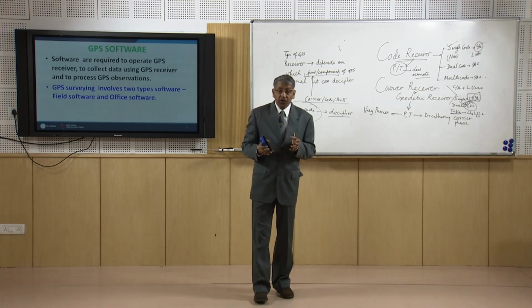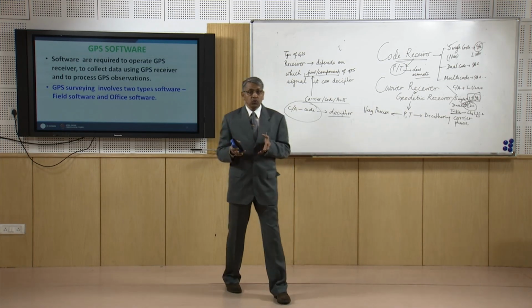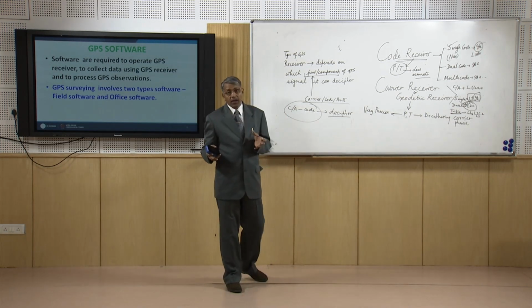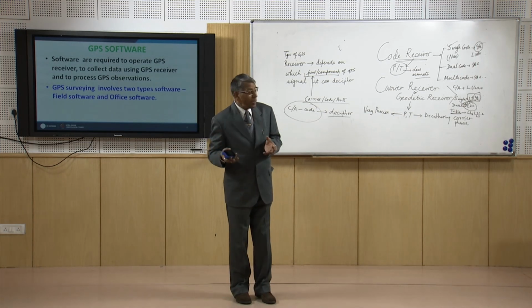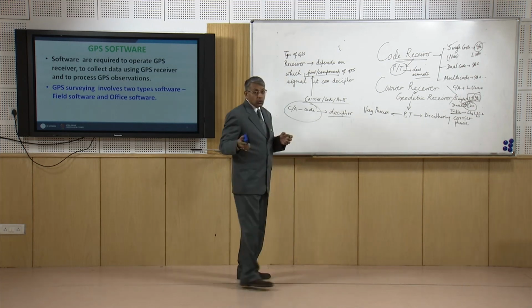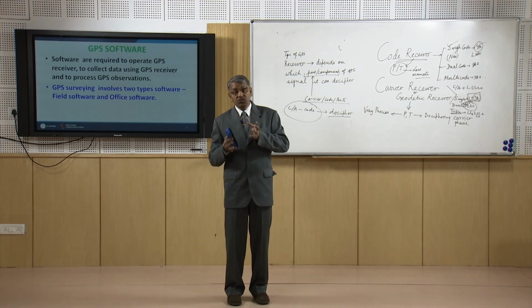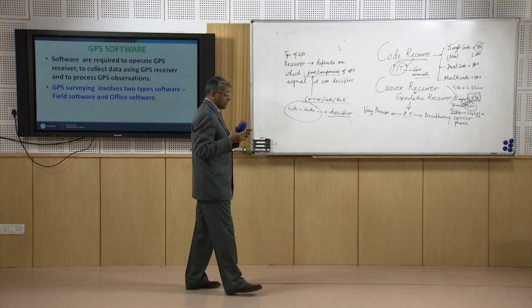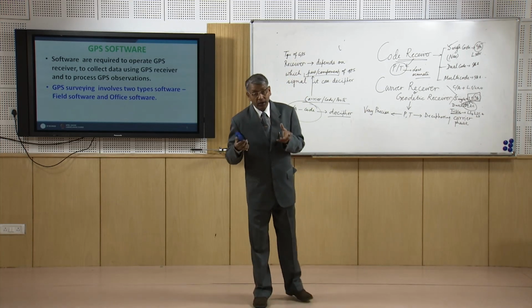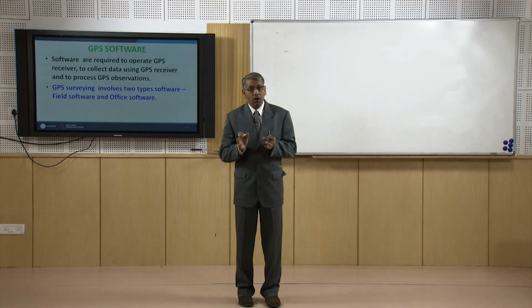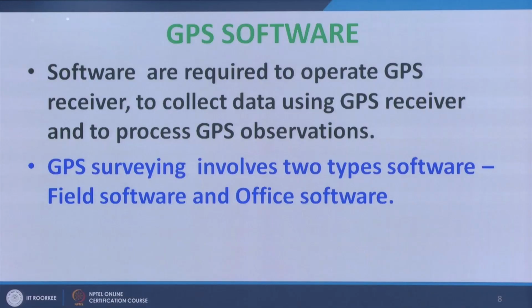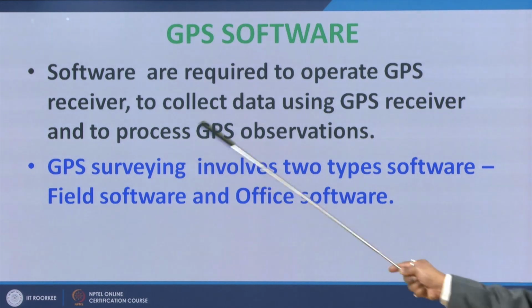Now this GPS receiver actually makes use of different types of software to arrive at our applications or use. So we need to know more about GPS software, the different types of software, and how they work. So now I will be discussing GPS software. GPS software is used to operate the GPS receiver, to collect data using the GPS receiver, and to process GPS observations.